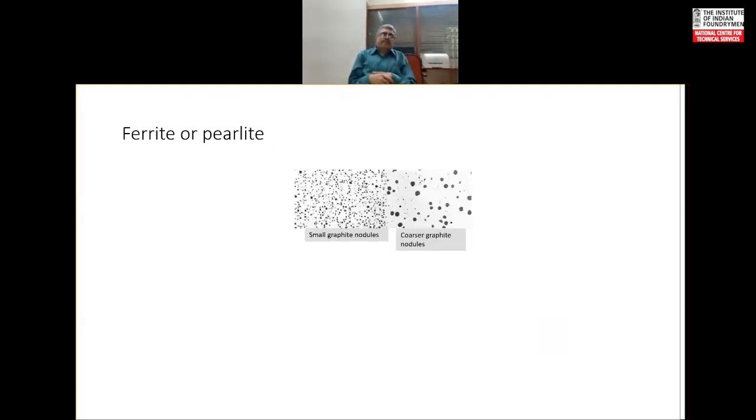Now, whether ferrite or pearlite will form, and I don't know whether you are able to see, I think if you are seeing it on the screen you will see this. See, the smaller and the more numerous the nodules, or you can get coarser graphite nodules, if your inoculation or nucleation levels are different. With good nucleation levels, you will get many nodules, but of smaller size. While if you have a low level of nucleation, then there will be fewer nuclei, but bigger nodules.